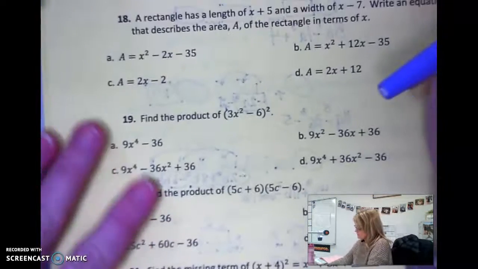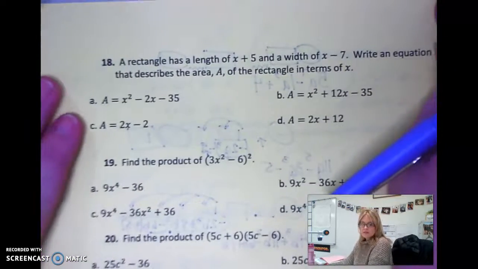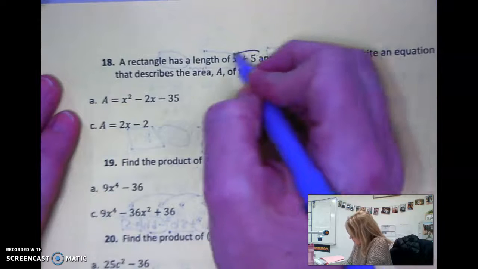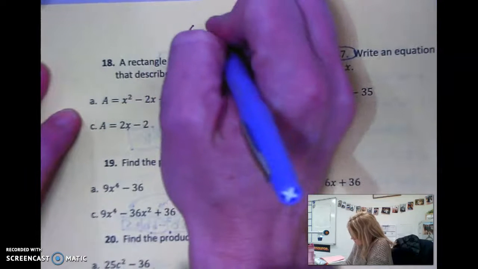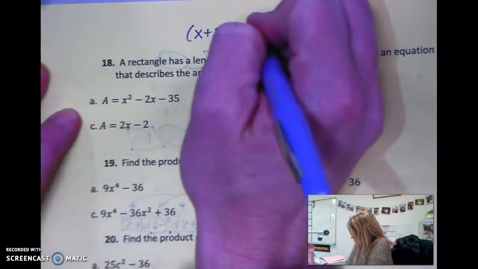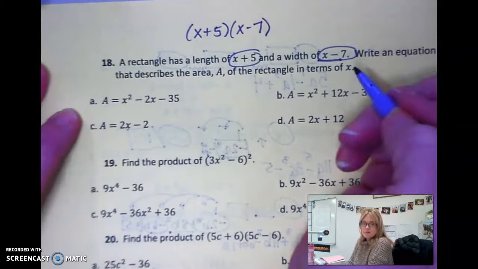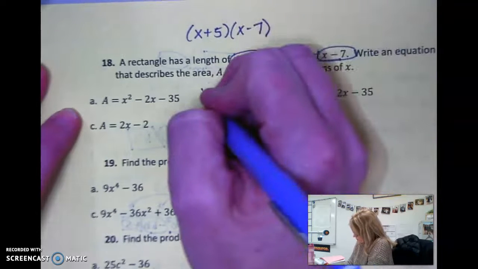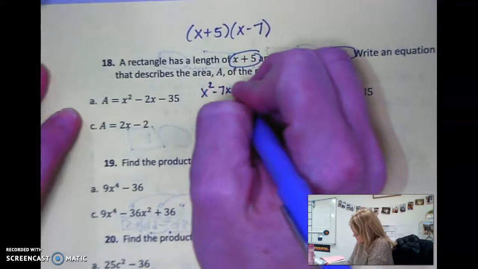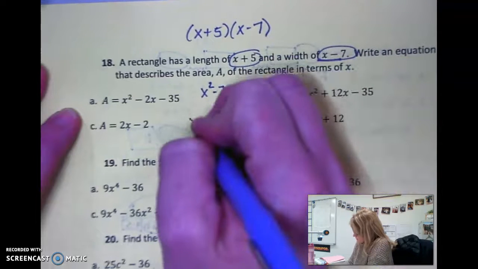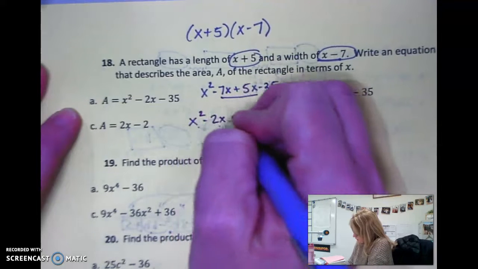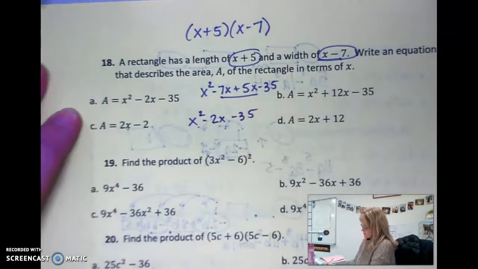Okay, number 18, if I'm trying to find the area of a rectangle that has a length times width, we're going to take x plus 5 times x minus 7. And when we FOIL that, we get x squared minus 7x plus 5x minus 35. Combine like terms, and that is our final answer.